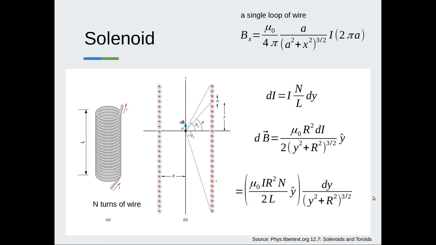So for the variables, we have dy, we have y squared plus r squared, and here is the power of 3 over 2. Constants and variables. Okay, so it takes a lot of work to do the arrangement for the equations.